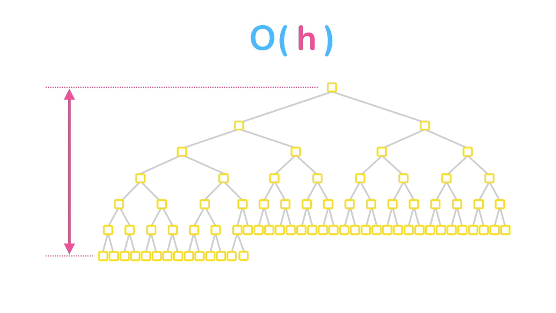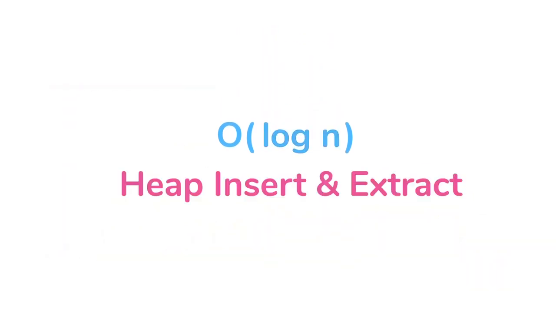So we can express insert and extract as O of h, where h means the height of the tree. If we want to express the time complexity with n, which would be the size of the array, we can just replace h with log of n because the height and the number of indices have a logarithmic relation. So the time complexity for inserting and extracting from a heap would be O of log n.